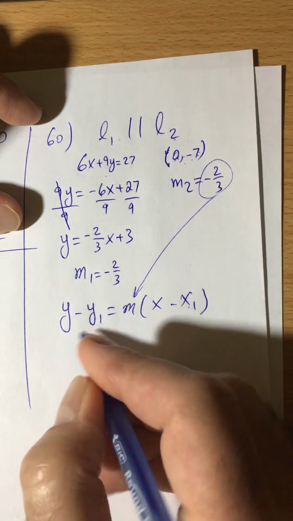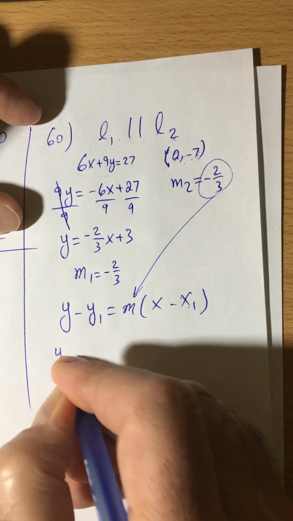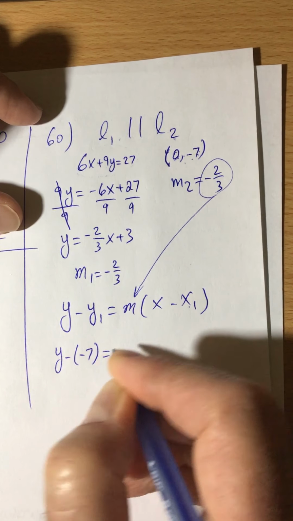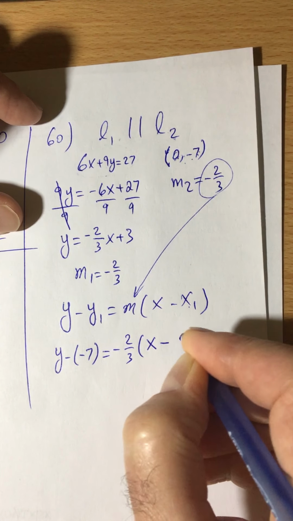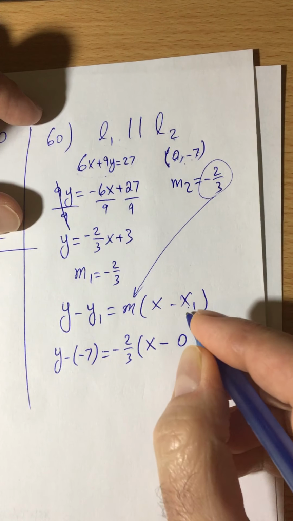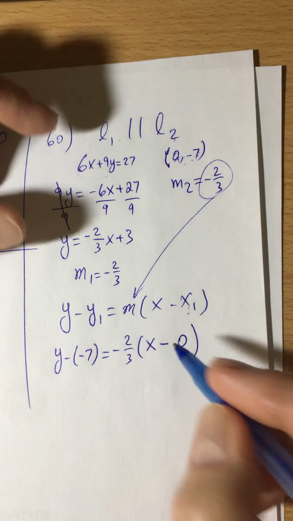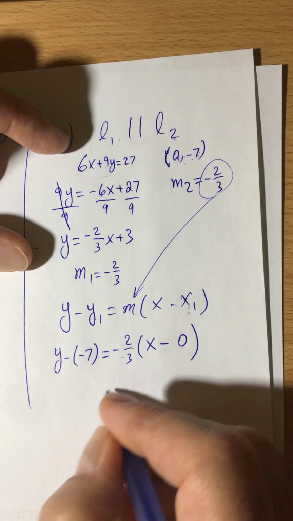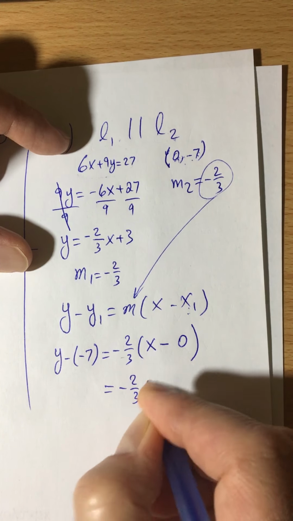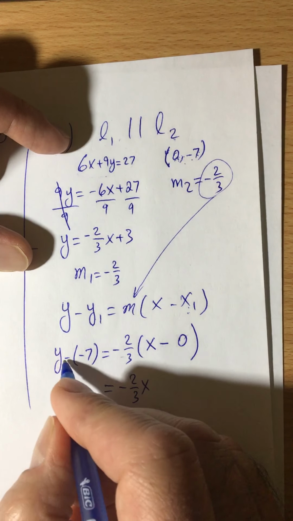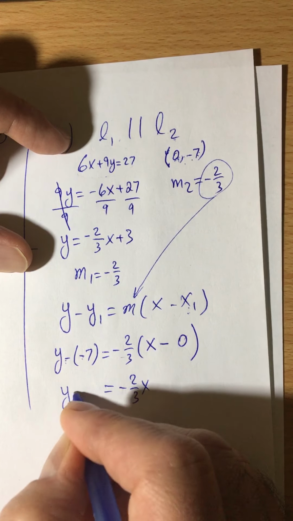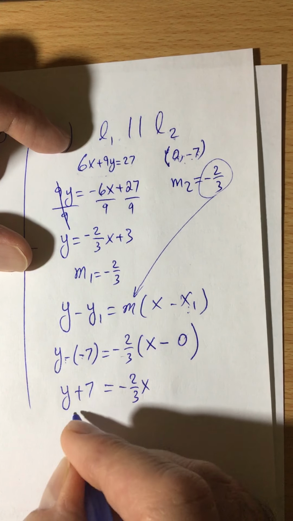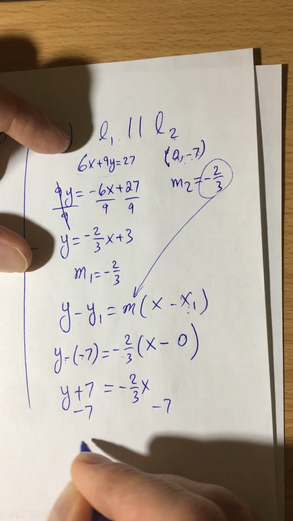So the y value is negative 7. I'm going to put it right there. So y minus negative 7 equals slope negative 2/3 times x minus 0, because that's my x value. Okay, x minus 0 is just x. So on the right side, I get negative 2/3 of x. On the left, negative times a negative is a positive. So what's my last step? Subtract the 7.